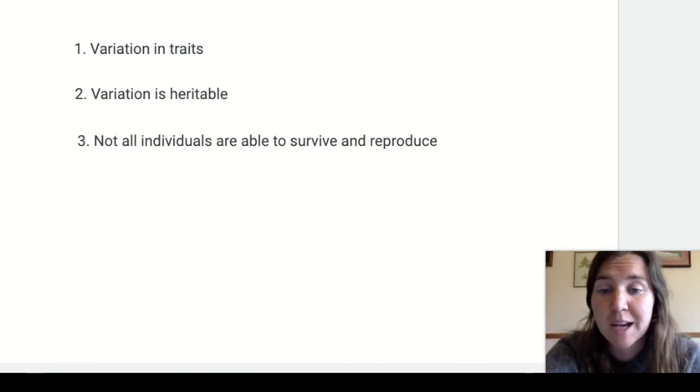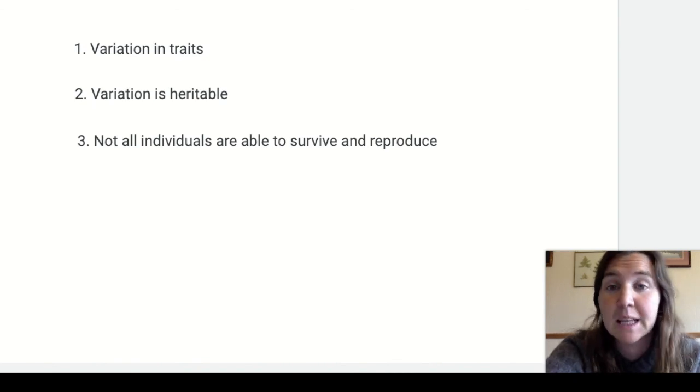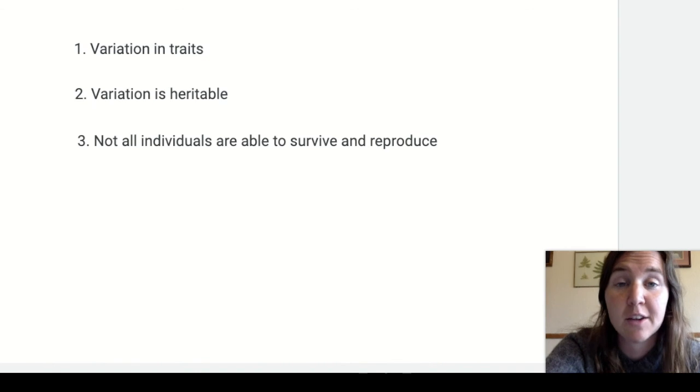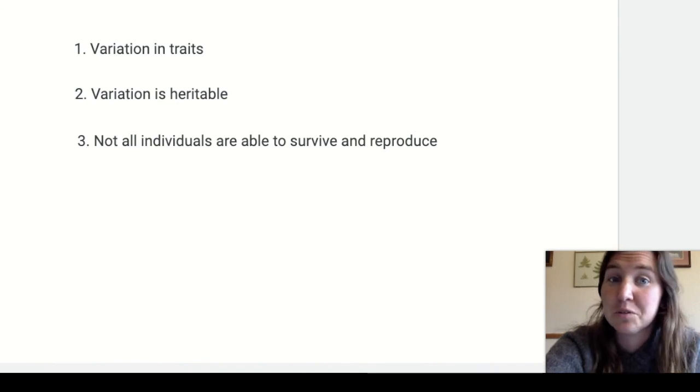And so that brings us back to our term fitness. In this example, the medium ground finches with the larger beaks had better fitness during this drought. So they were able to survive better and reproduce and pass on that trait to their offspring. And so that's natural selection.